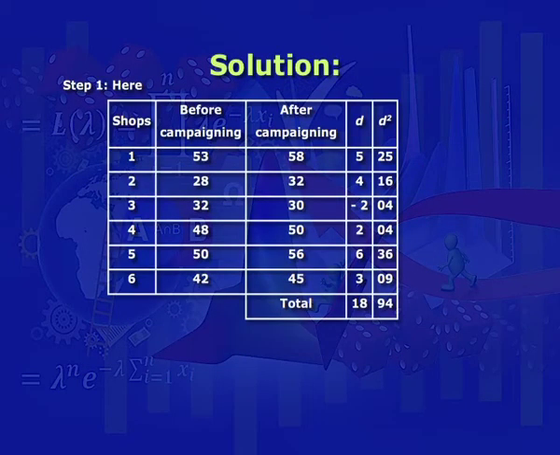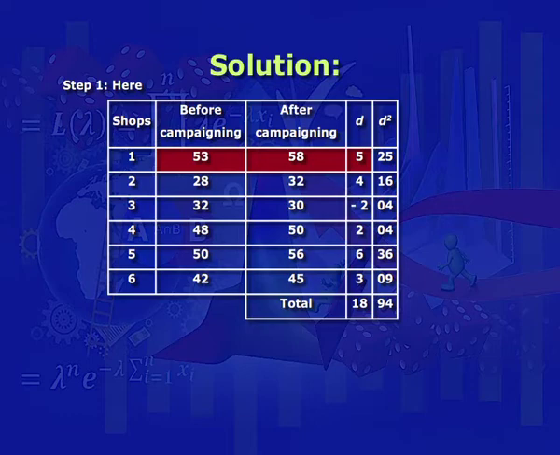Step 1. Here we calculate from the given data the difference between the campaigning before and after. In first column, we have given the different shops 1 to 6. Second column indicate the figures before campaigning. Third column indicate the figures after campaigning. The fourth column D indicate the difference between the before and after.